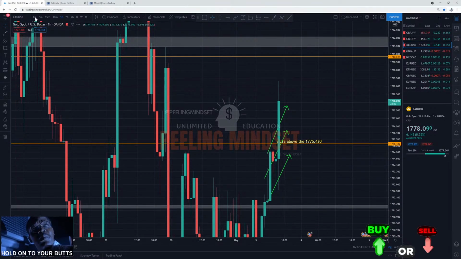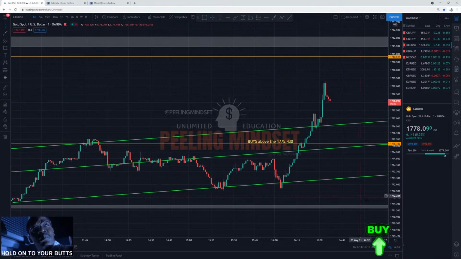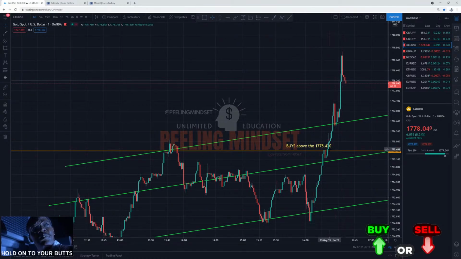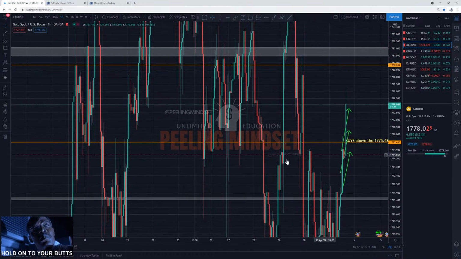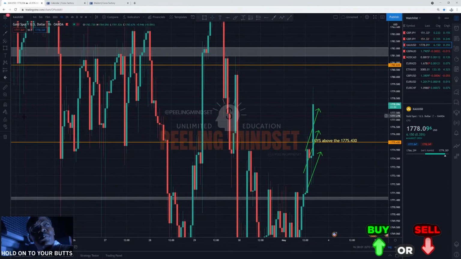So everything was called out. The levels were called out. So 1775.430 was called out. It's beautiful how we can actually see the direction of the market. It's actually beautiful.